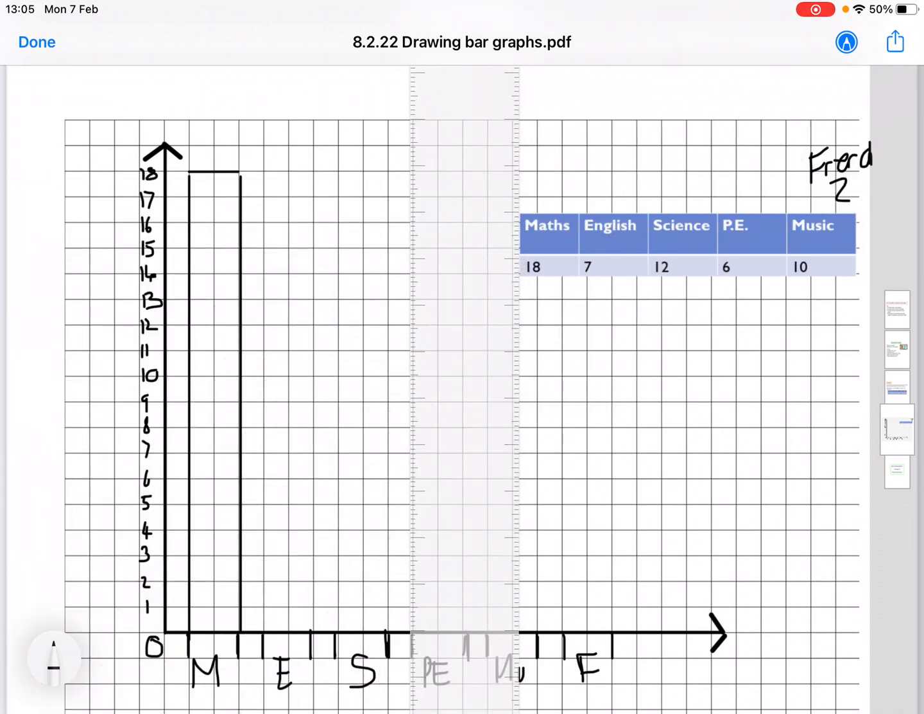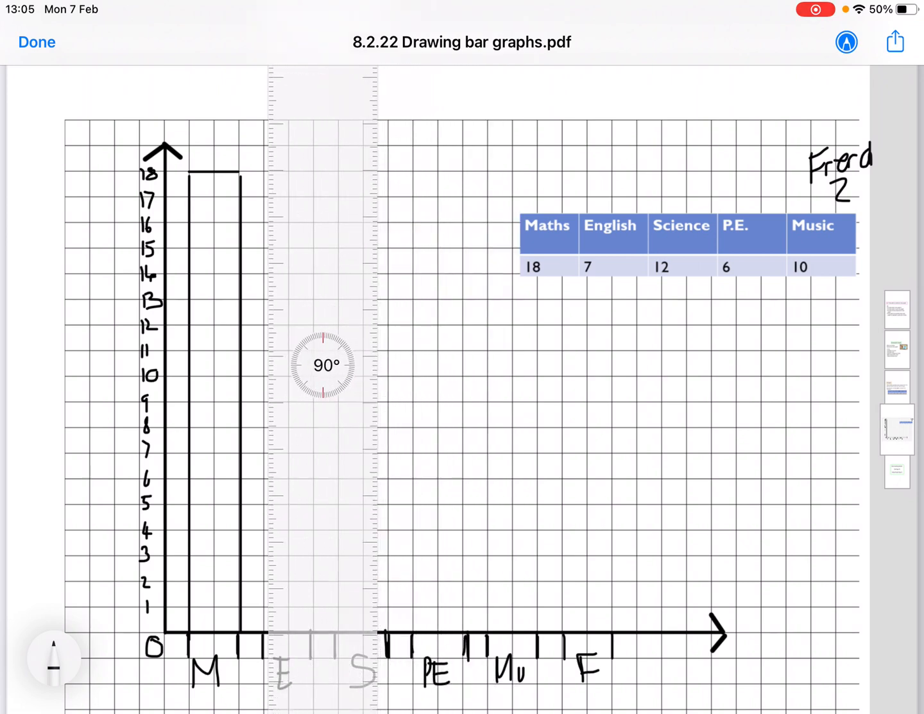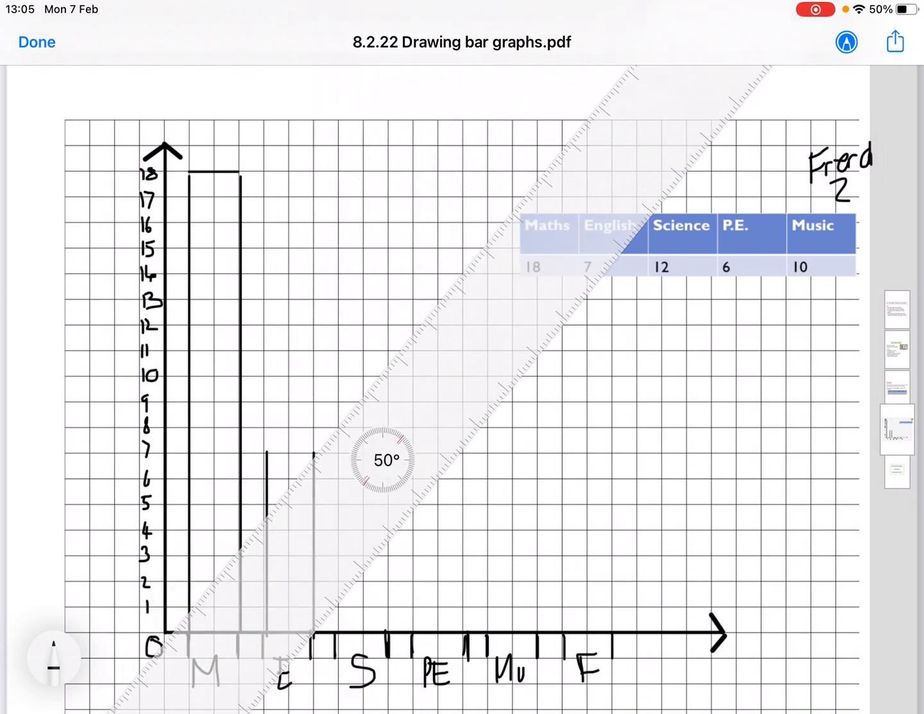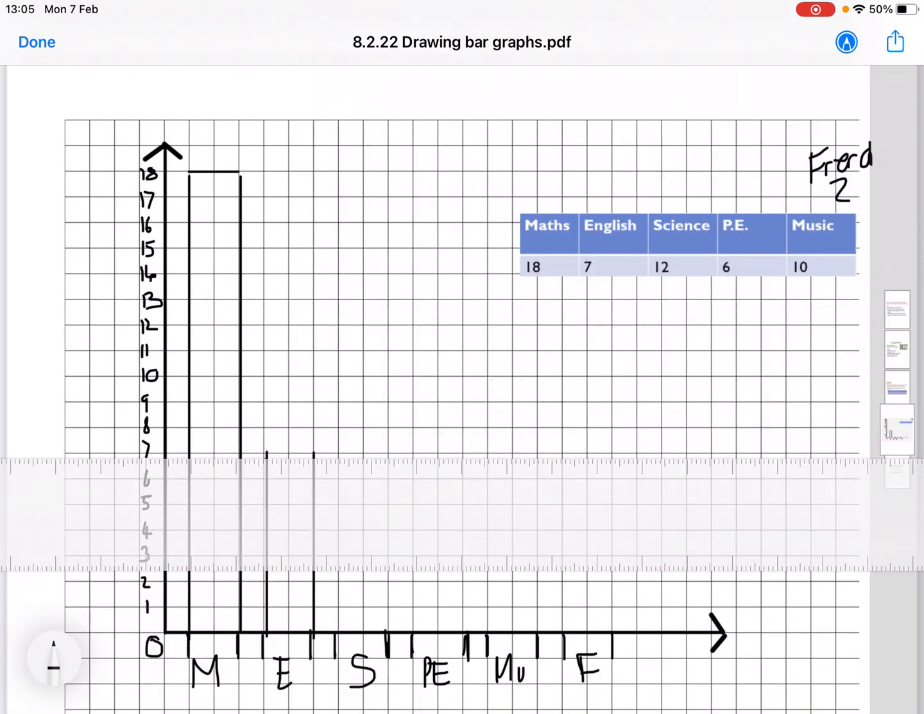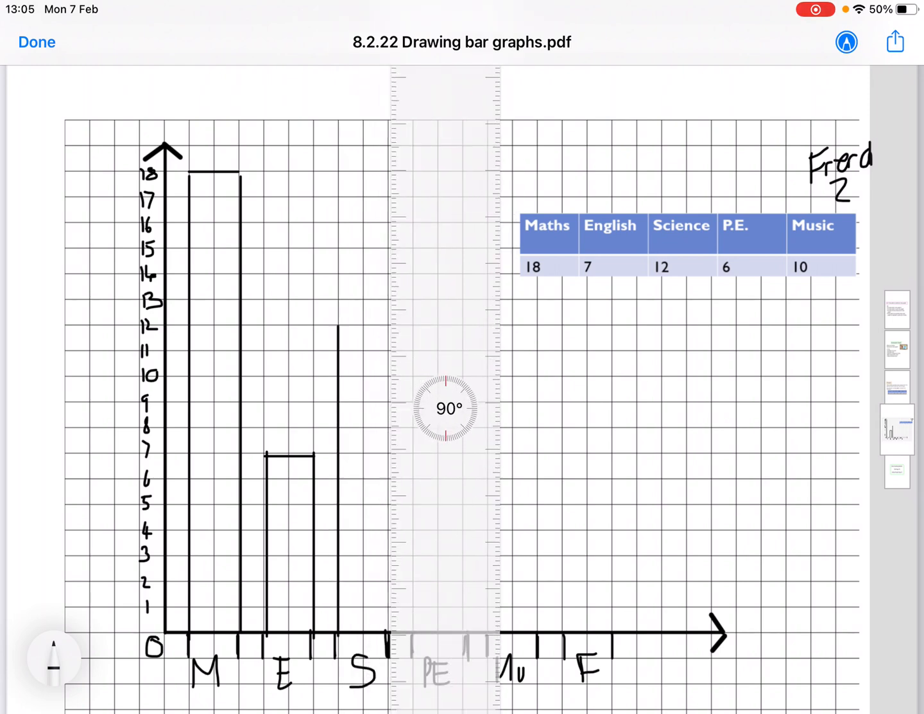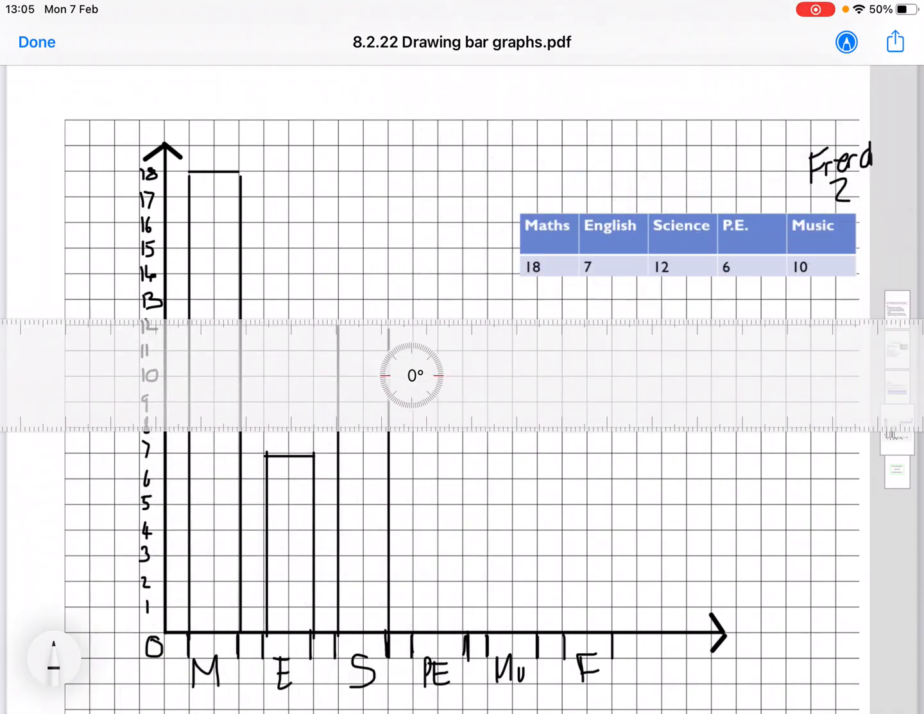Now I'm going to leave 1 box of space between each one, so you need to make sure you leave the same space between all your bars. English is going to be up to number 7, so we'll draw in English. Science we have 12, so all the way up to 12. Okay, and make sure that you are using your ruler and just taking your time to draw this nice and neatly.